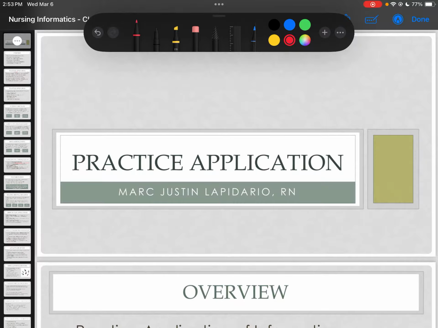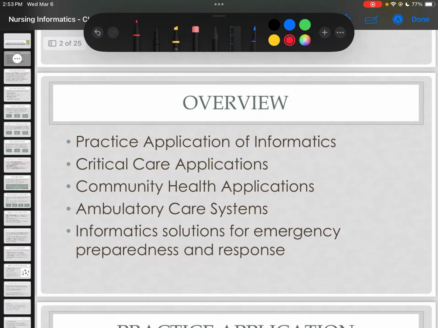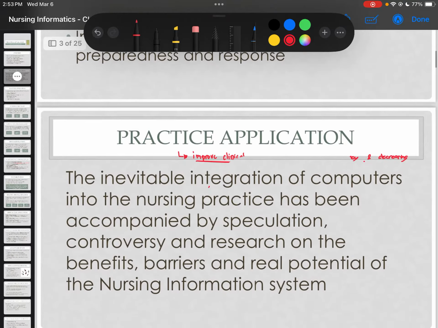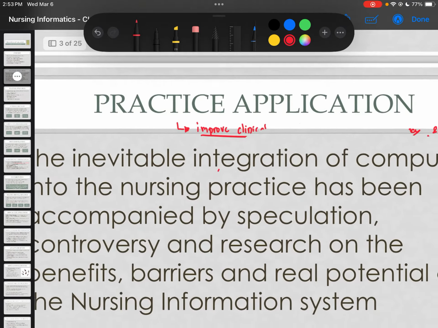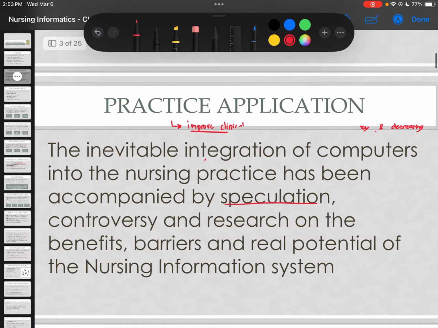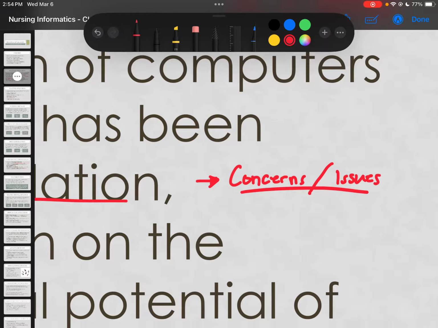Today we will discuss the practice applications of nursing informatics. Here's an overview of the topics we will discuss today. First is a brief overview of practice application. Now, the inevitable integration of computers into the nursing practice has been accompanied by speculation and controversy. This is mainly because there are concerns, okay? Concerns or issues in regards to the use of technology in the healthcare practice.